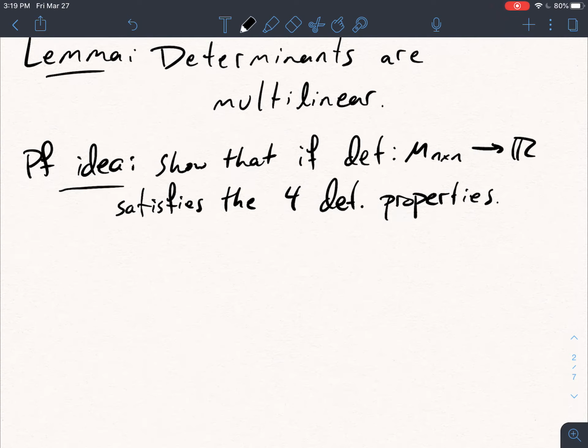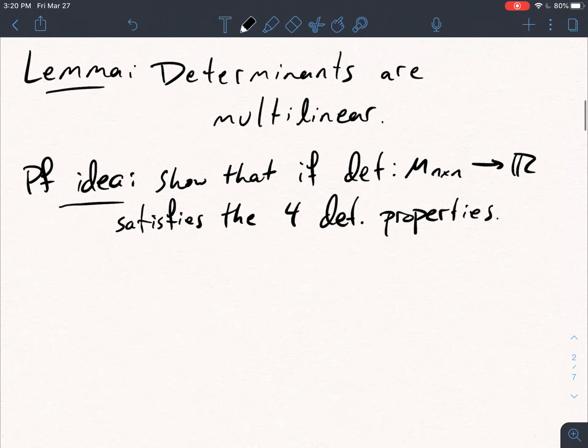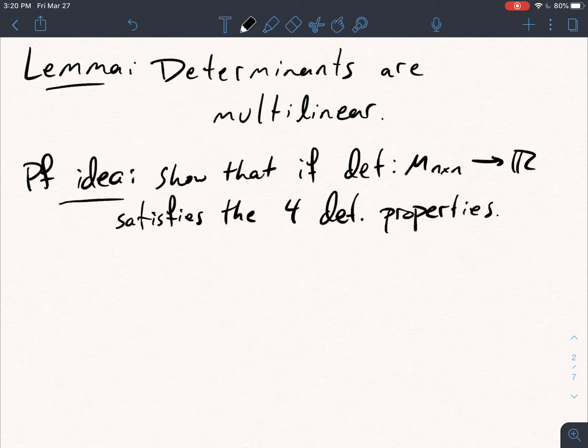A determinant is a function that satisfies four properties. If you add a scalar multiple of one row to another row, that doesn't change the determinant. If you multiply a row by k, the new determinant is k times the old determinant. If I swap rows, the determinant changes sign. And the determinant of the identity matrix is equal to 1.